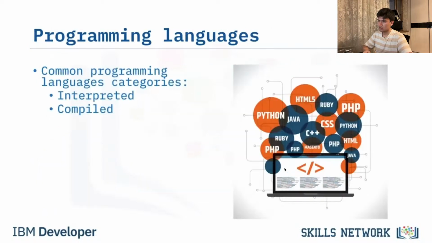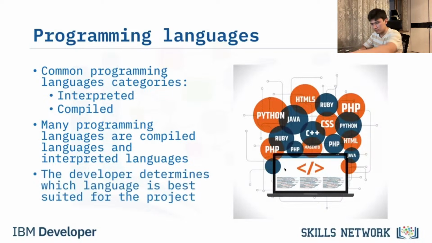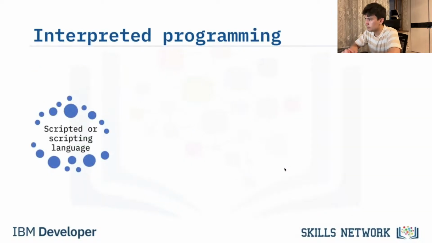languages. Two common categories for programming languages are interpreted and compiled. These are broad categories, and there are many programming languages that are classified under compiled languages and interpreted languages. The purpose of the project helps a developer determine which programming language is best. Interpreted language is also commonly referred to as scripted or scripting language.